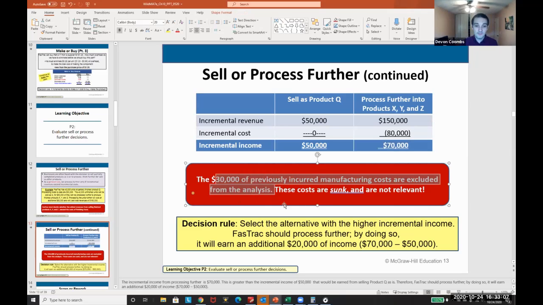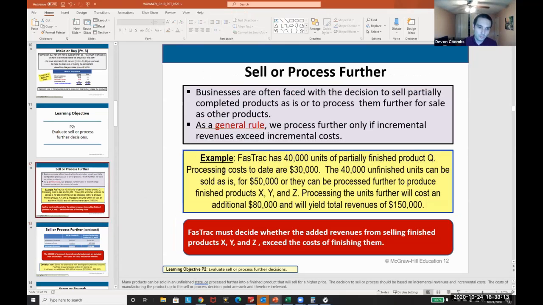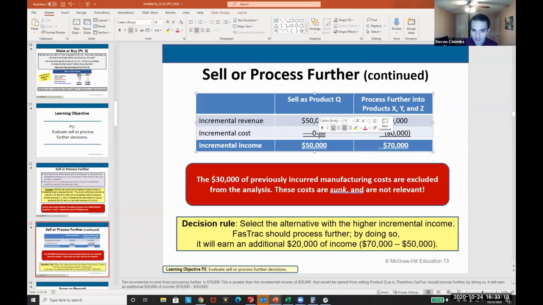So the $30,000 of previously incurred manufacturing costs are sunk costs, right? They happened beforehand. They're irrelevant. Where you can go wrong here is by saying, well, our processing costs today are $30,000, so we're going to add incremental cost of $30,000 here and $30,000 here. It's not relevant. We already spent that money. We can't do anything about it. So it's a sunk cost. We don't include the sunk costs here.